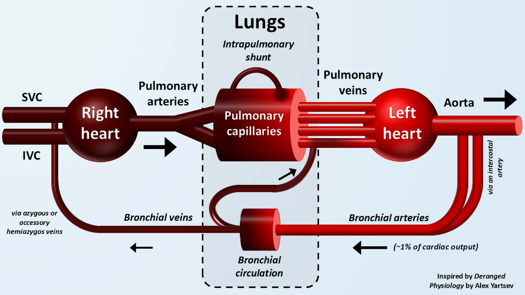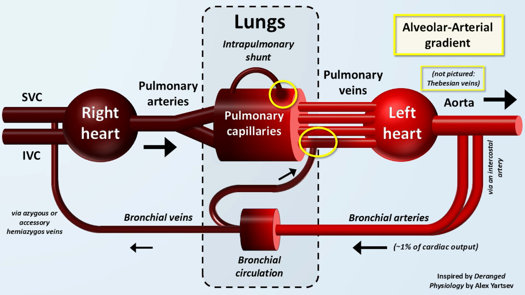Not shown in the diagram are tiny veins called the Thebesian veins, which drain blood from the myocardium directly into the cardiac chambers, including the left ventricle. In young healthy adults at rest, these three shunts play only a minor role in physiology, contributing to a small difference between the partial pressure of oxygen between the alveoli and the arteries. This difference is known as the AA gradient, a topic to be discussed in later videos.